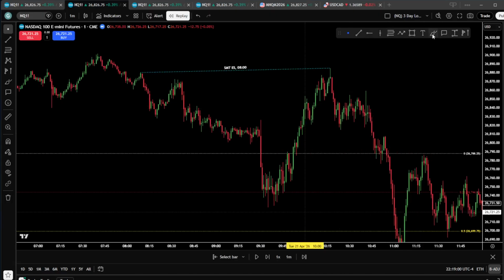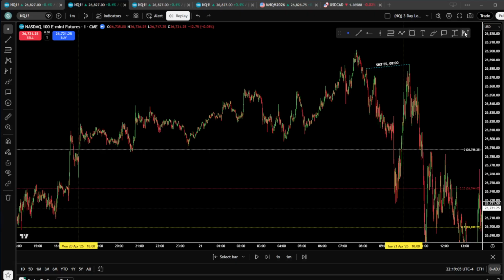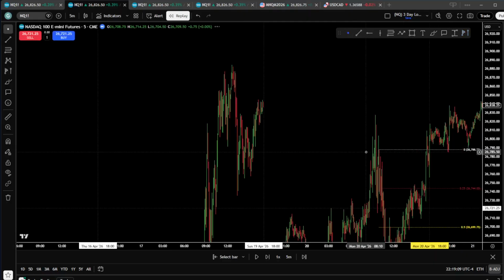So 10 a.m. opens, and what we can do also to view the range that we come from, see what's important inside of the range, we can go back on a 5-minute chart.